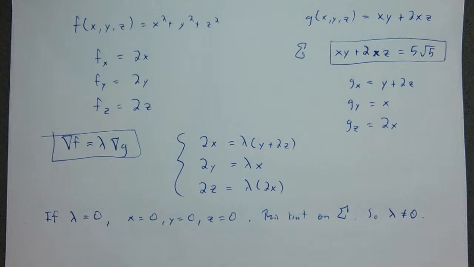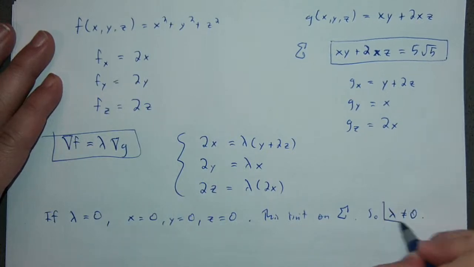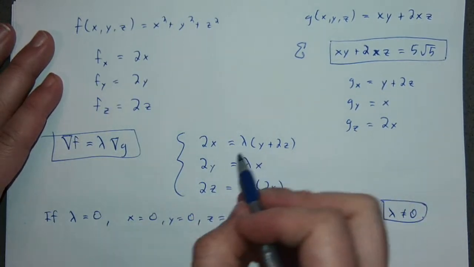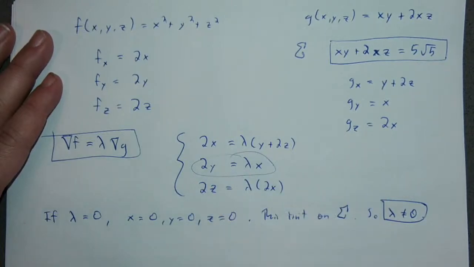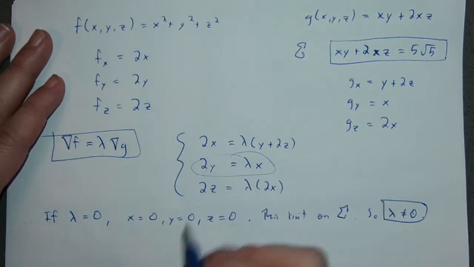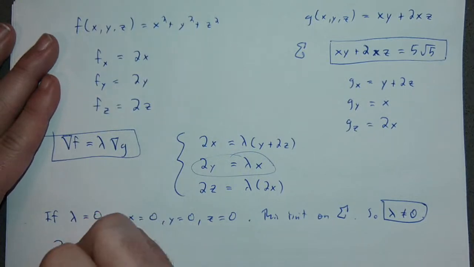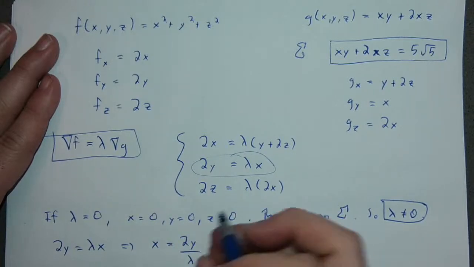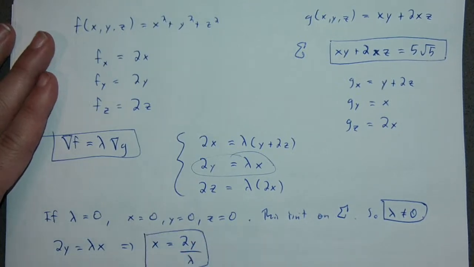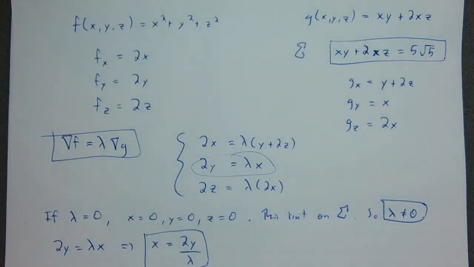So, for instance, let's look at the second equation. It's kind of the simplest thing. So these two are simpler than the first one. Let's look at this one. What does this tell me? All right, so this tells me 2y is equal to lambda x. If I can divide by lambda, this tells me that x is equal to 2y over lambda. And again, the only reason I can divide by lambda there is because now I know that it's not 0.